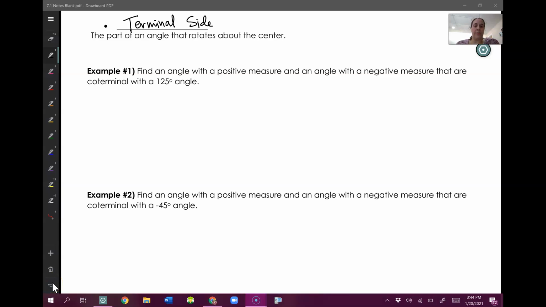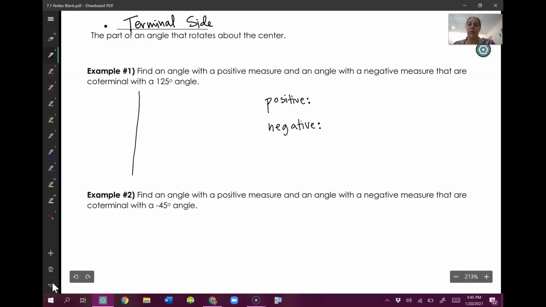Let's find coterminal angles. So for this example 1, we want to find an angle with a positive measure and an angle with a negative measure that are coterminal with 125 degrees. So let's draw out our coordinate plane here and write in our angles like we had in the last video.